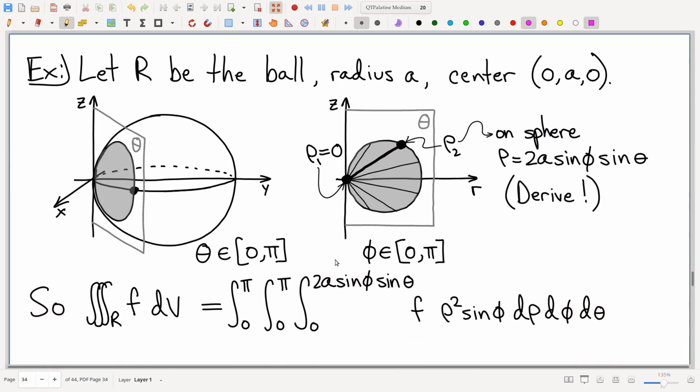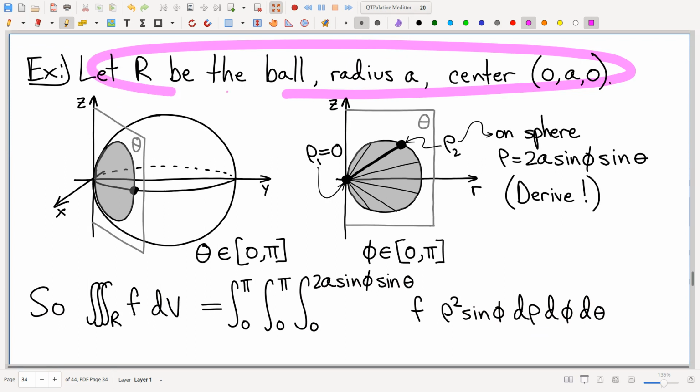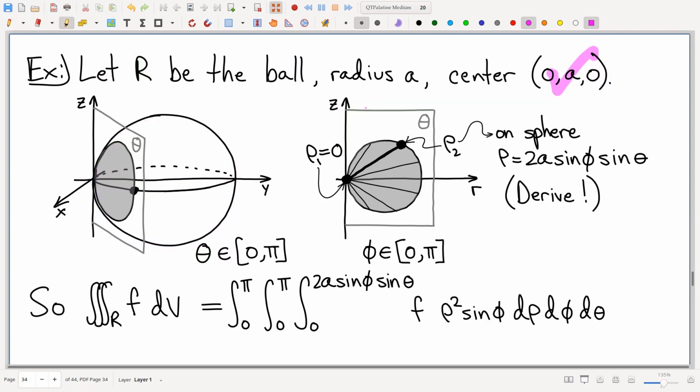Another example. Let's see how we do on time. Okay. Here's another off-centered ball. This time centered over here on the y-axis. Something kind of like that. And again, let's slice this up in spherical coordinates.